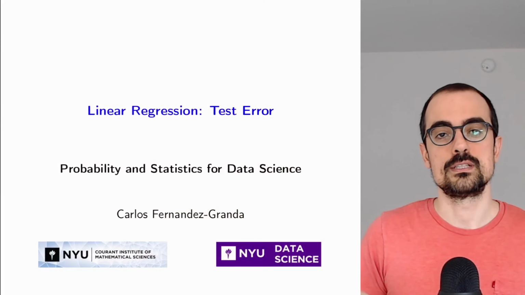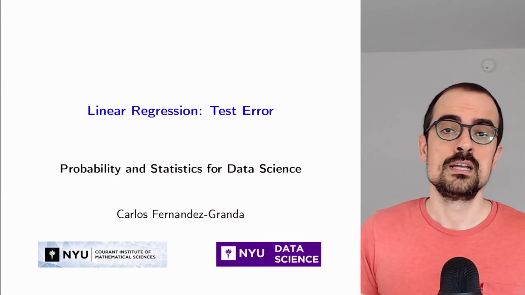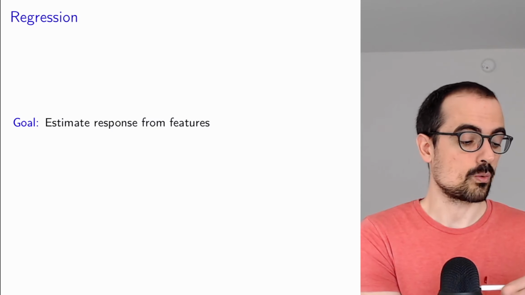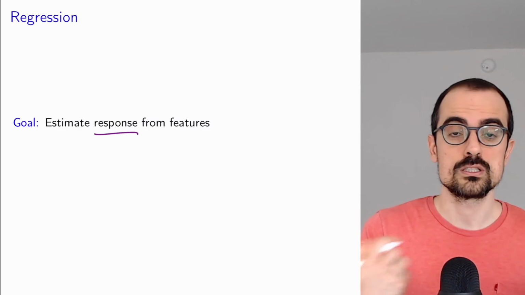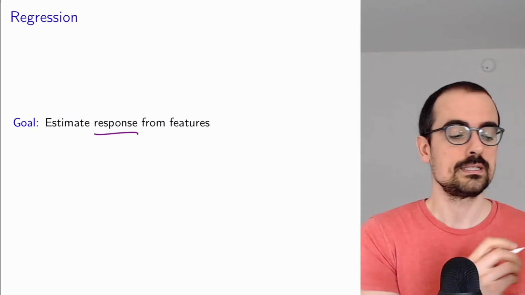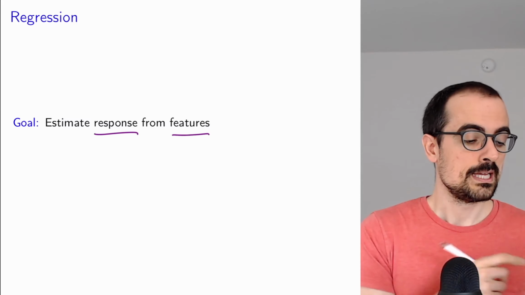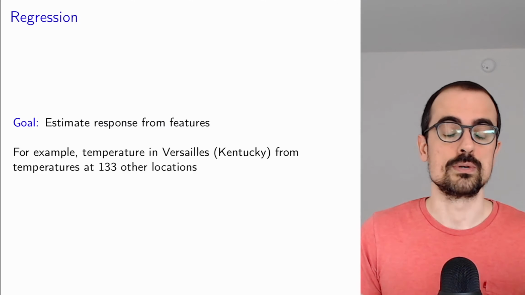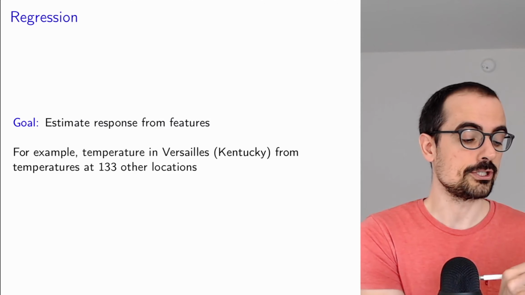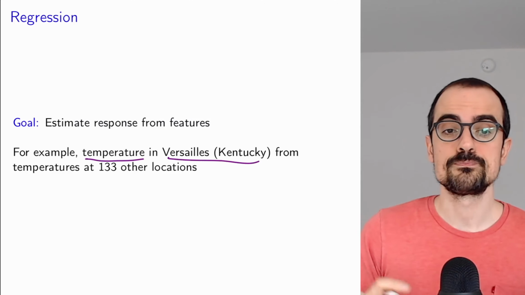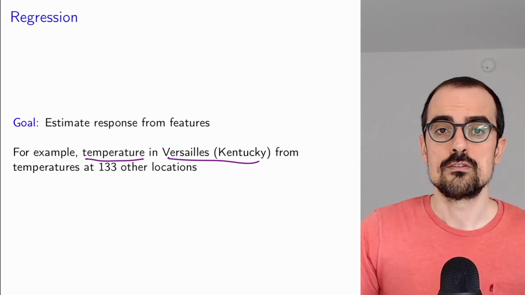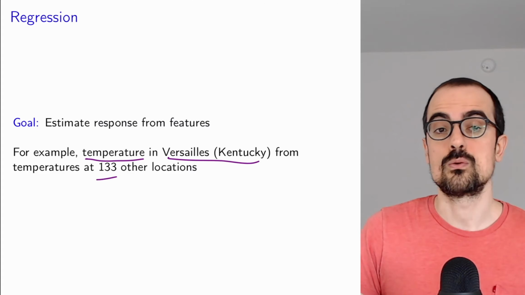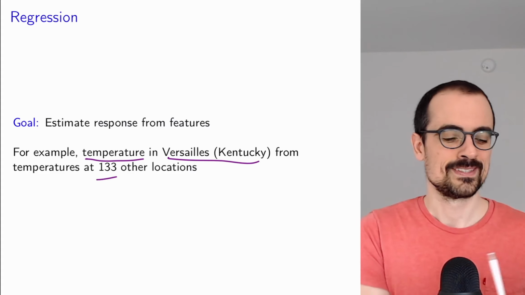We're going to talk about the test error of linear regression models. Let's remind ourselves that in the regression problem, we want to estimate a quantity of interest, which is called the response, from multiple observed quantities that we call features. In an example that we have been using in several other videos, and we will use also in this one, the response is the temperature in Versailles, Kentucky, and we want to estimate it from temperatures at 133 other locations. So we have 133 features.